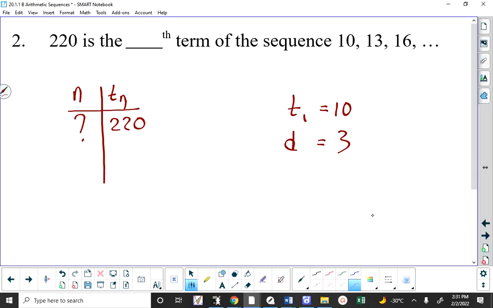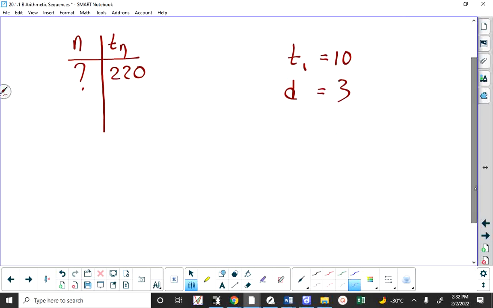We know the term value, or we know the term is 220. We want to find the value of n that gives us 220. So the first thing we are going to do is use this, t1 equals 10 and d equals 3, to come up with the general formula. Okay? I'm going to load these into my general formula equation and get 10 plus n minus 1 times 3.